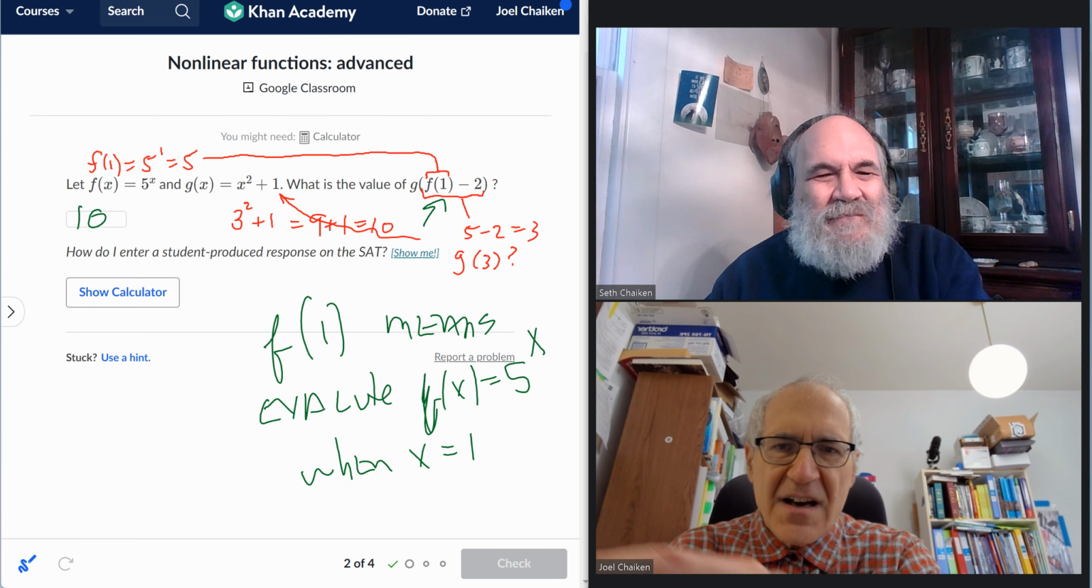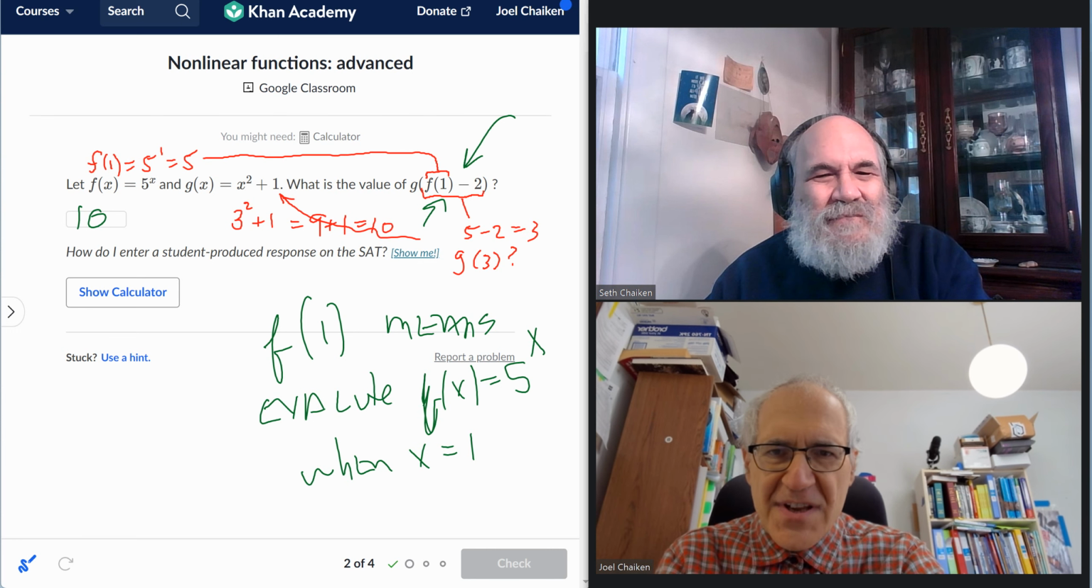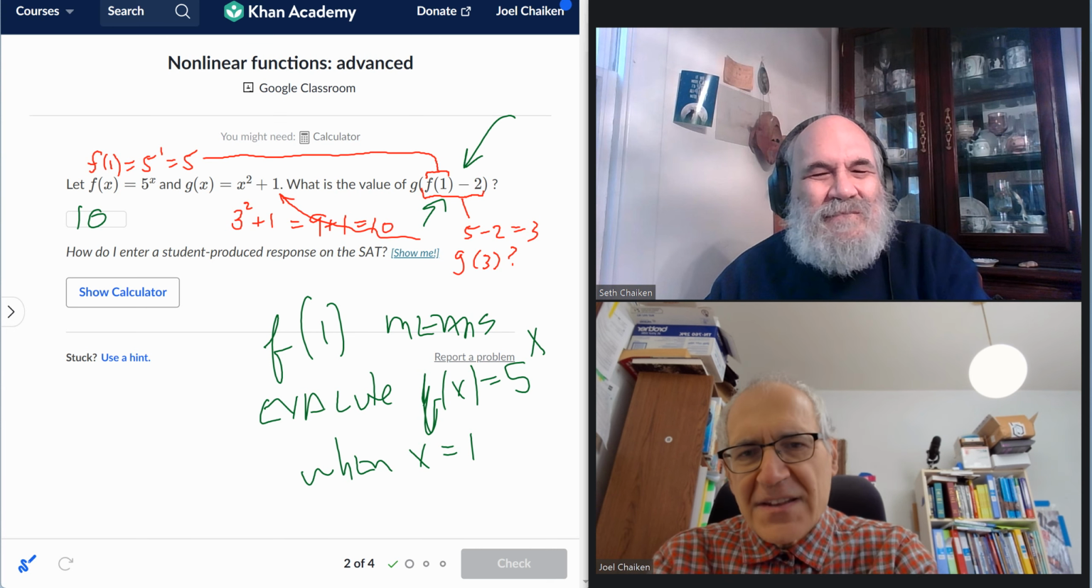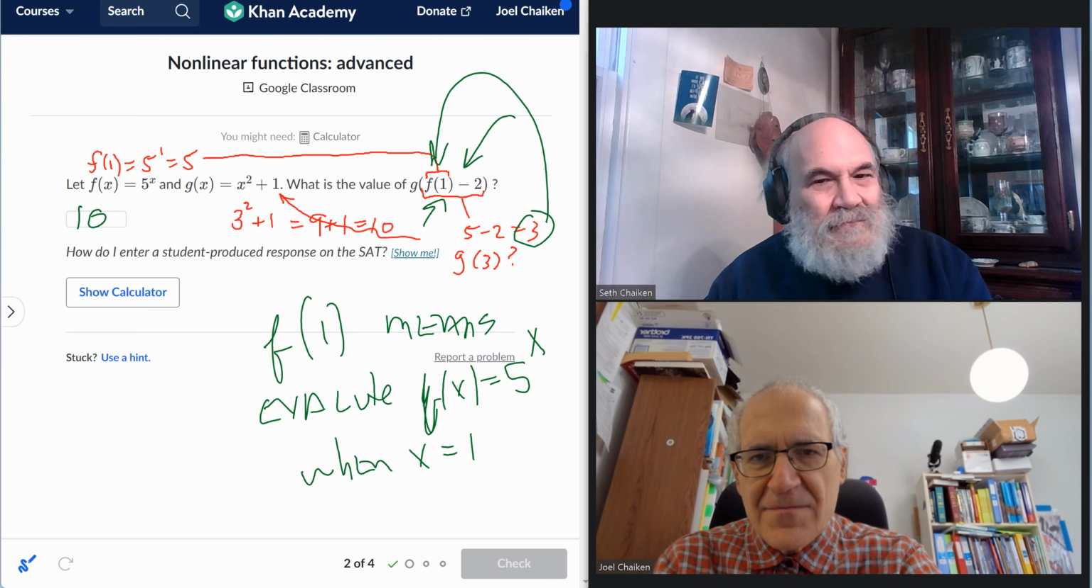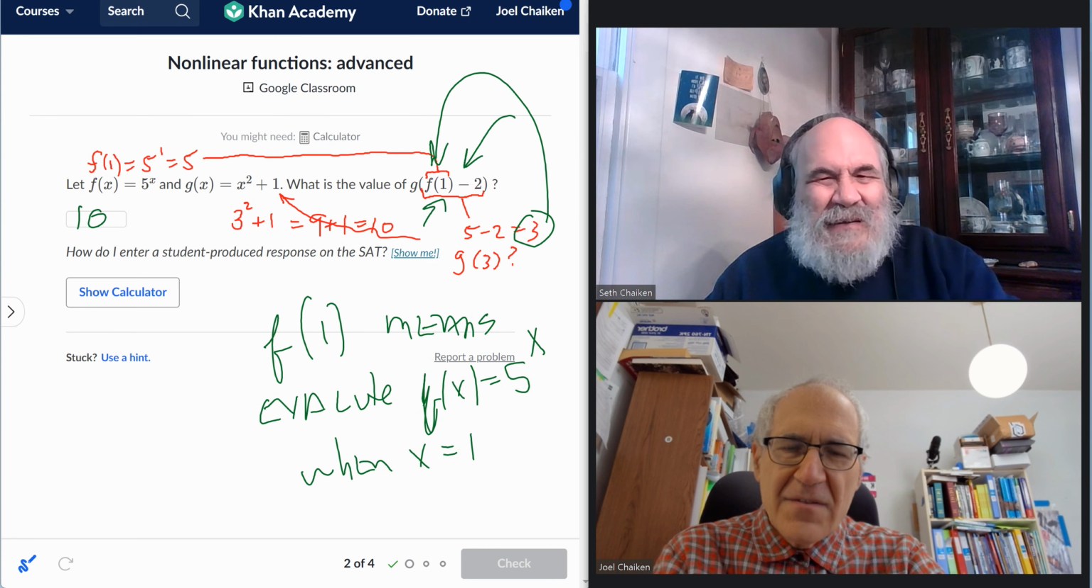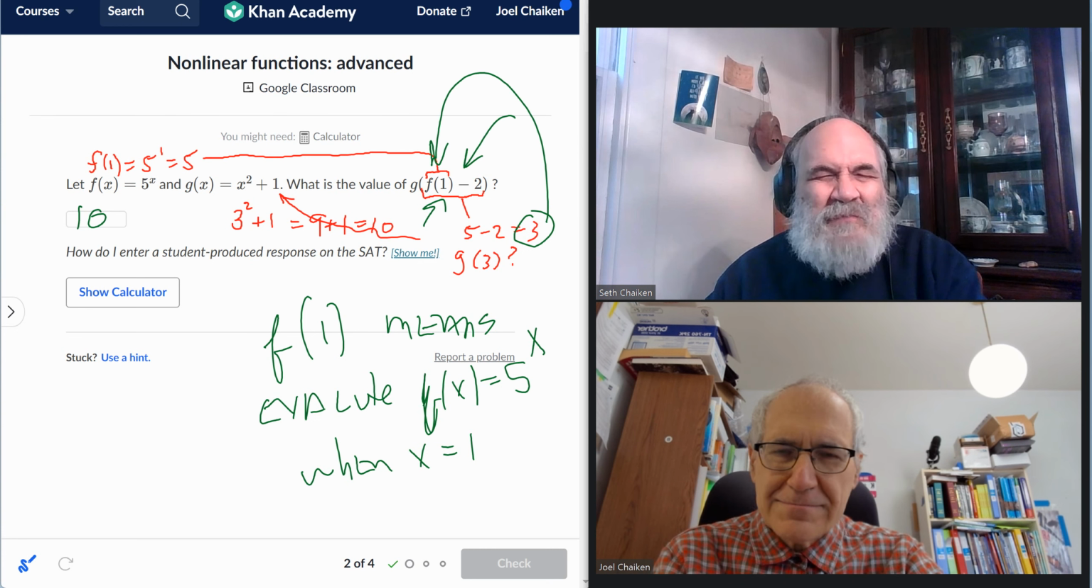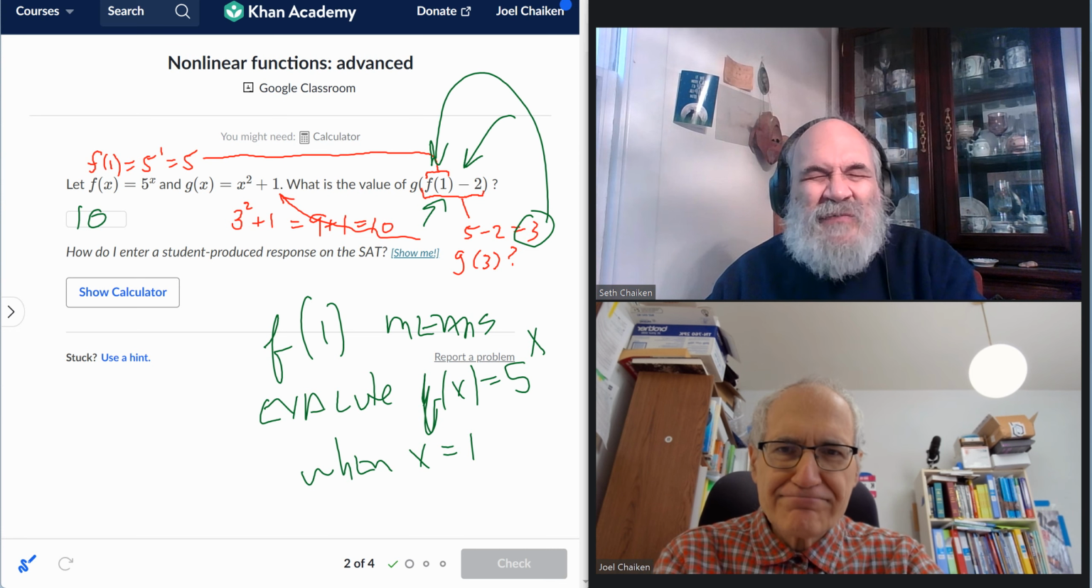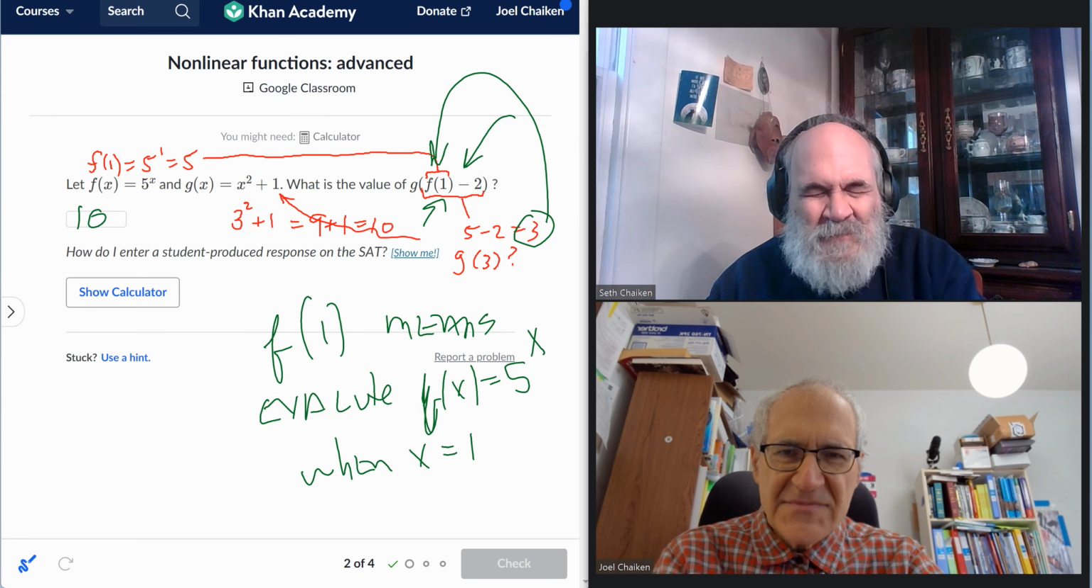And this is a composite function, because first you have to do one step, then you get the answer, and then you apply function notation again. It's the composite of 3 functions. f is one function. The function that subtracts 2 is the second function. And g is the third function.